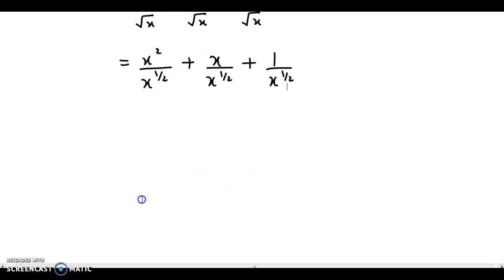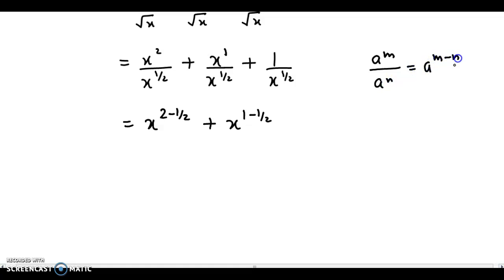Now using the laws of indices, we could simplify this further. This could be written as x raised to 2 minus half plus x raised to, now here the power is 1, so this will be 1 minus half. We are using this law over here: a^m upon a^n is a^(m−n). And here if we take the reciprocal, this becomes x raised to minus half.